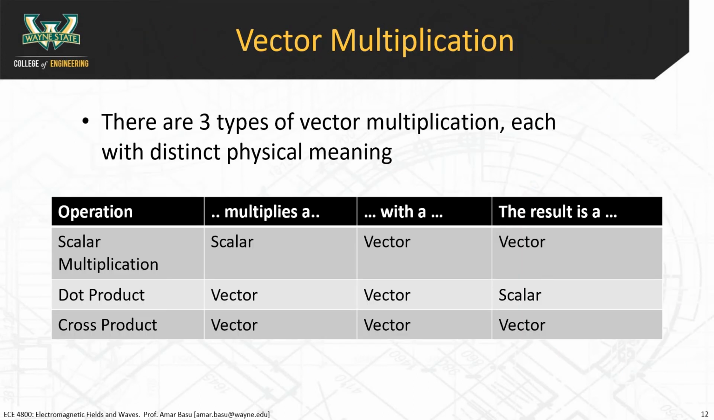We can continue then. So now we want to get into vector multiplication. There are three types of vector multiplication, and each has a distinct physical meaning. Scalar multiplication multiplies a scalar with the vector, and the result is a vector quantity. Another type is the dot product, where two vectors are multiplied together and the result is a scalar. And then there's a third type, called the cross product, where you multiply two vectors together, but you get a vector as a result. We're going to go over each one of these three in turn.